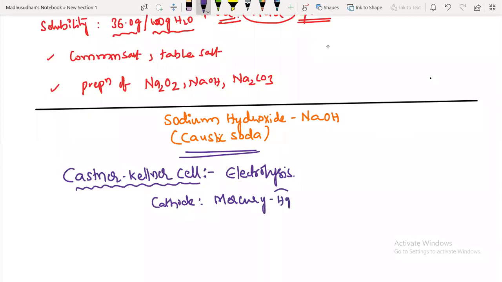Excuse me, sir. Mercury is a liquid, right? So how can we use it as a cathode? Yes, it is taken. It will form amalgams. Wait for the moment. And here a carbon anode is taken. So the cathode is mercury, the anode is carbon.